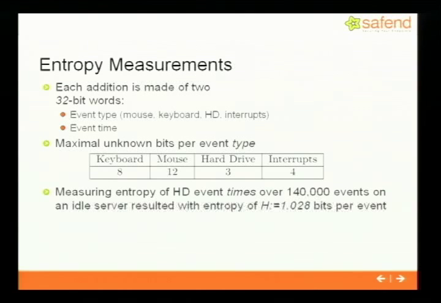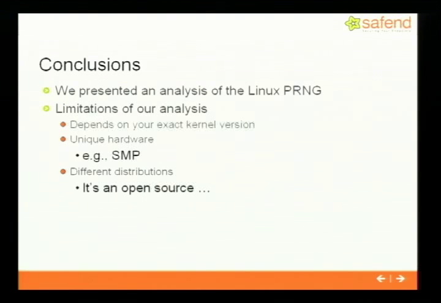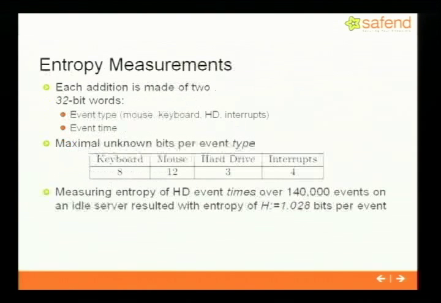And again, you can see in the table that these are the upper values of each field, which should have been something like 32 bits, but unfortunately the keyboard is 8 bits at most, the mouse at most 12 bits, the hard drive at most 3 bits, but if you have, as most of us, a single hard drive, that's a fixed value, and the interrupt just 4 bits. Per event.